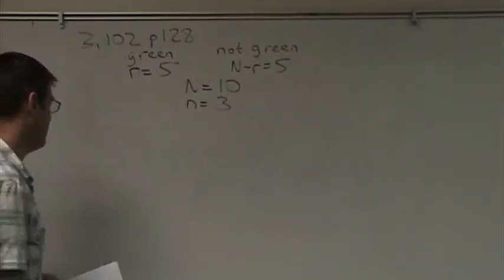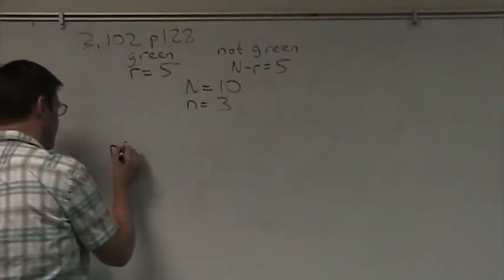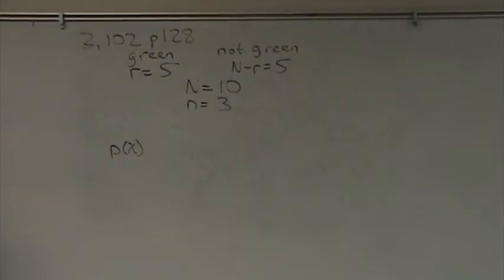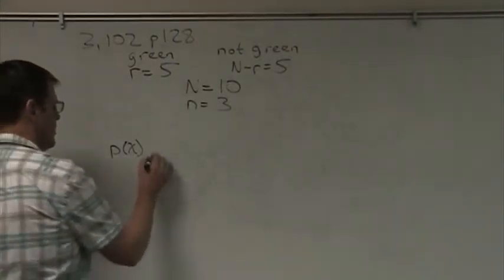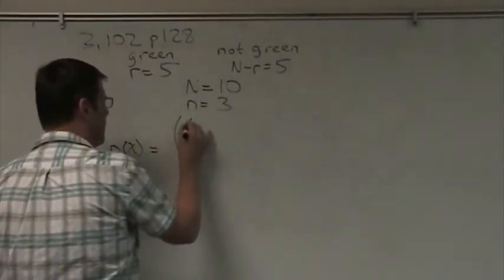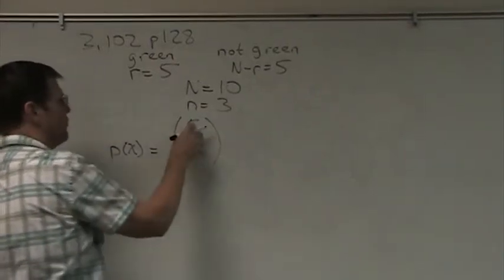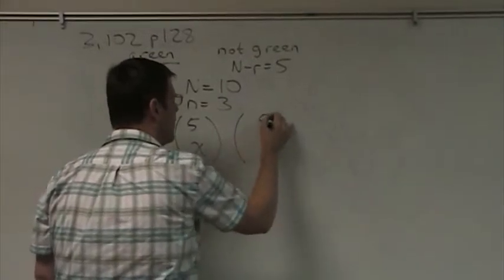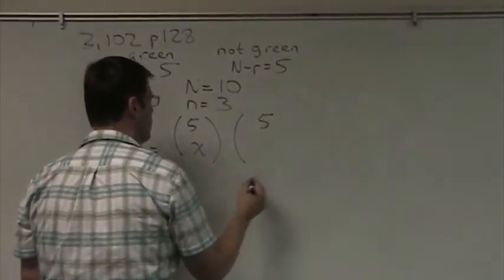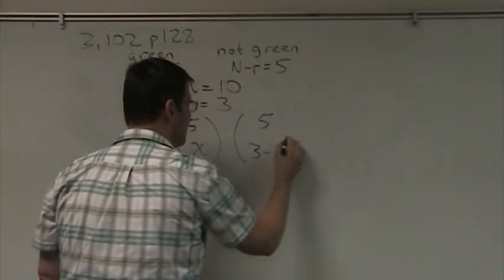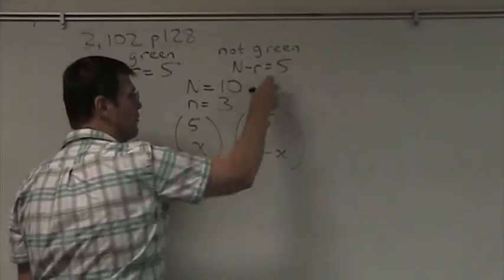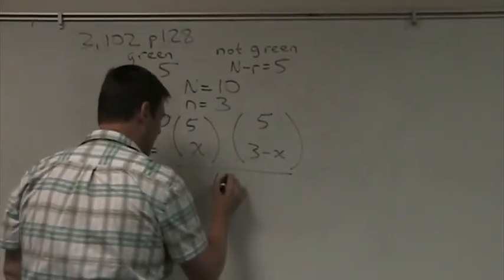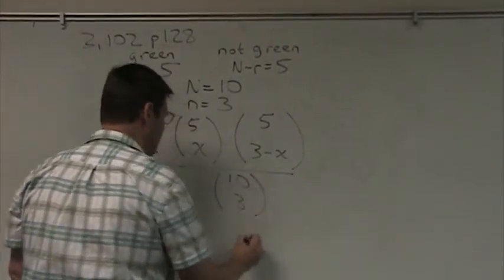So at this point, if we were to look at the mass function for x, this would be 5 choose x. This 5 corresponds to the 5 for green. And then 5 here, choose 3 minus x. This 5 corresponds to not green. And then this is going to be divided by 10 choose 3.